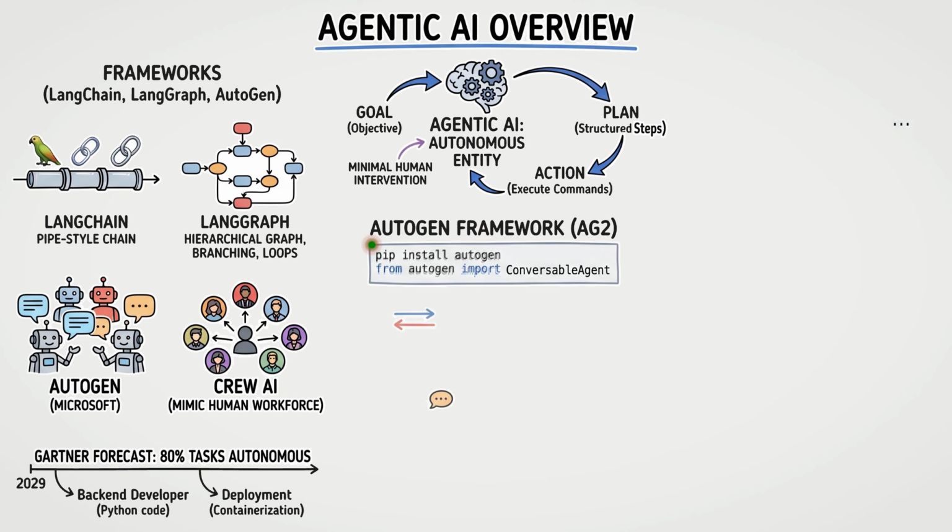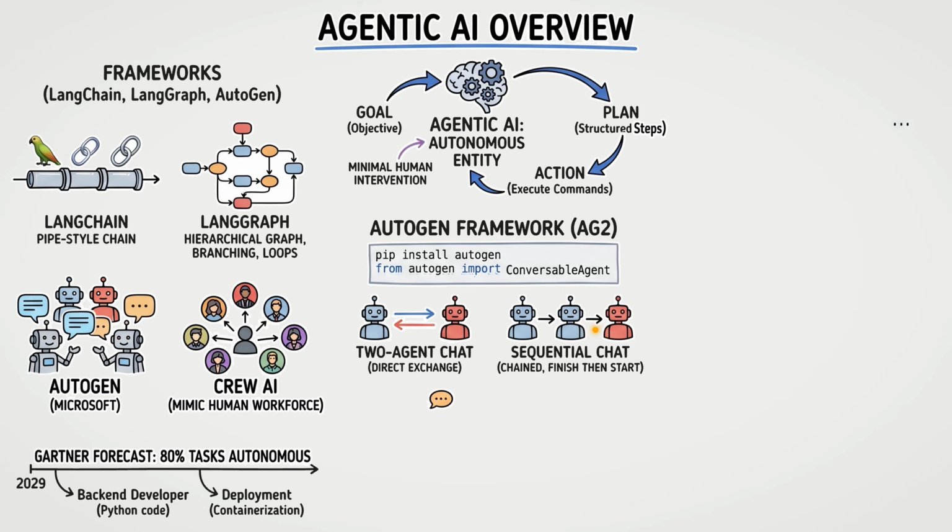To get started, we simply pip install AutoGen and import the conversible agent. AutoGen gives us four primary ways agents can interact. First is two-agent chat, which is just a direct back-and-forth exchange. Second is sequential chat, where agents are chained so one starts only after the previous one finishes.